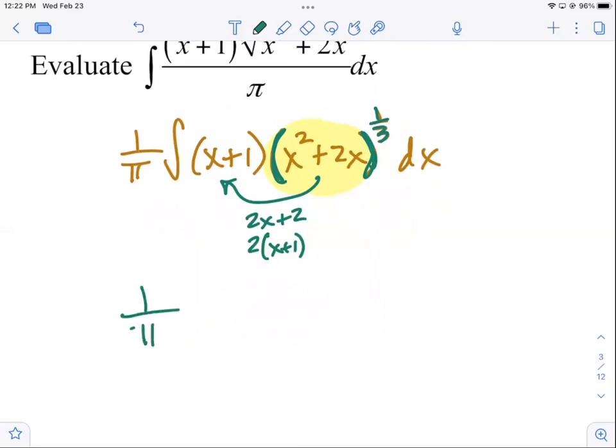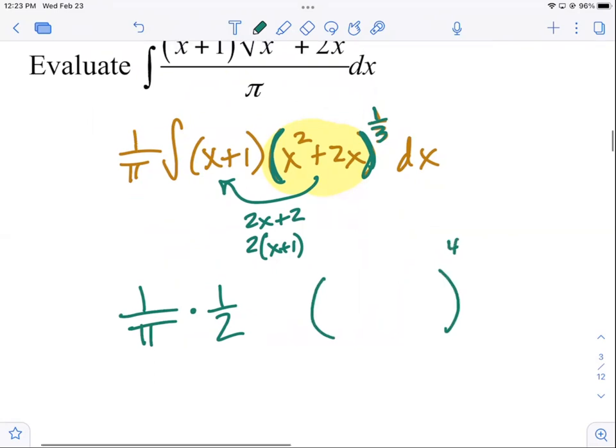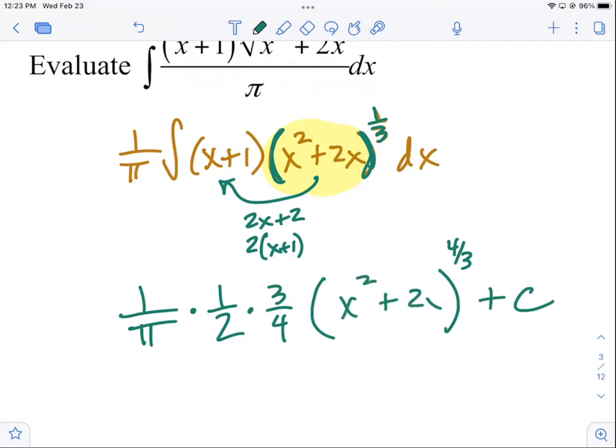The 1 over pi goes along for the ride. You make your correction of a 1/2 because you're off by a 2. And once you put your correction down, now you can transition to the rule of integration, which involves your outside function. Blob to the 1/3 by the power rule, leave a space. It's blob to the 1/3 plus 1, which is 4/3, times 3/4 in front, and then plus c. And oh, by the way, what goes in the parentheses? The blob. And there's the answer.